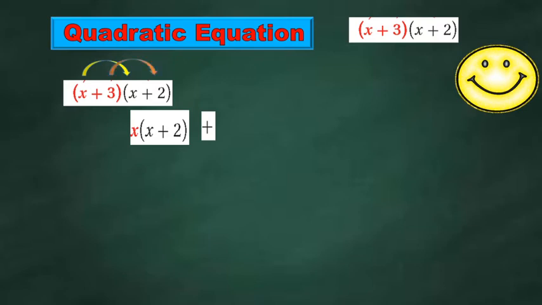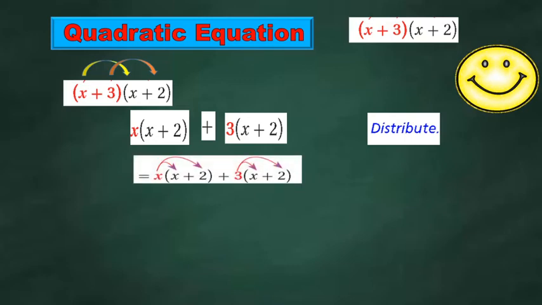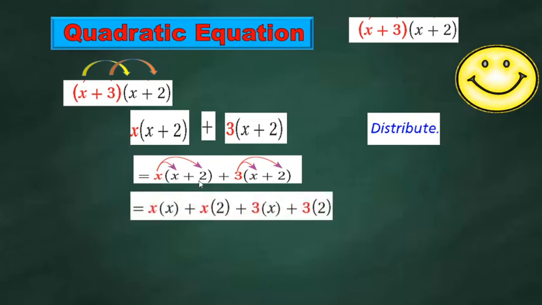3 times (x + 2). And we use the distributive property. Then next, we have to distribute again: x multiplied by x and x multiplied by 2. Then 3 times x, 3 times 2.